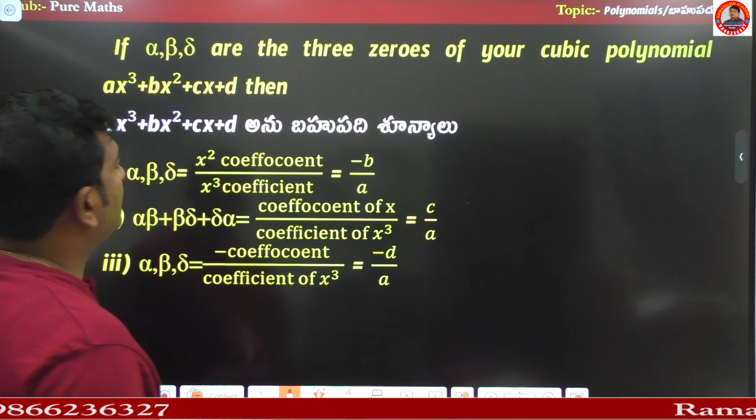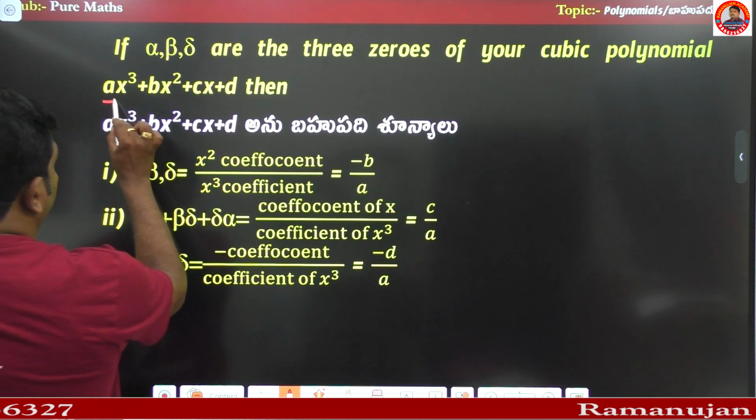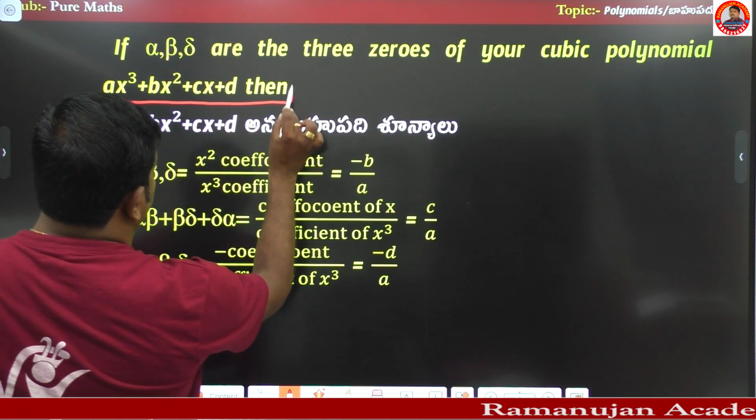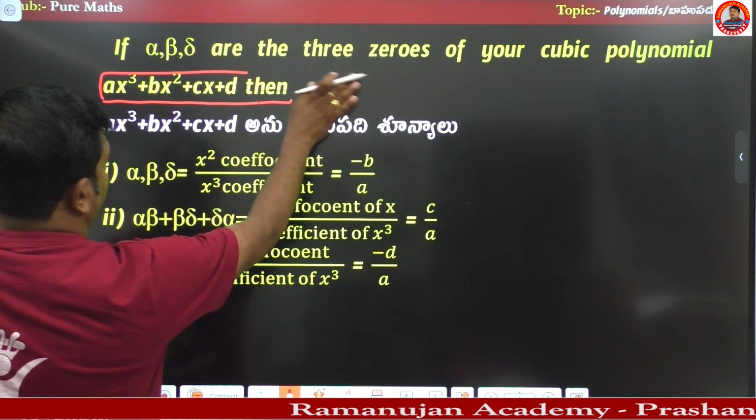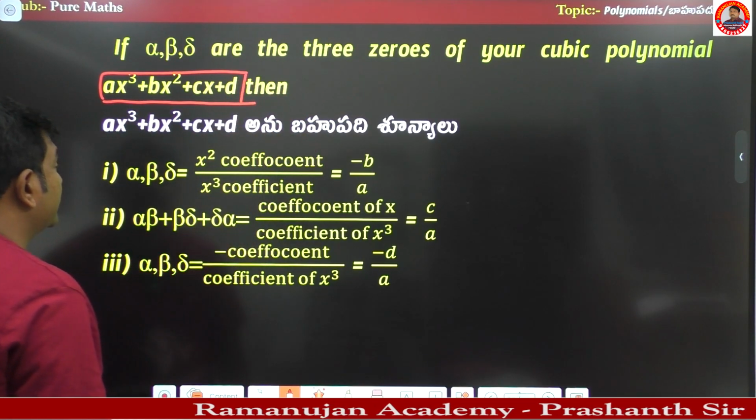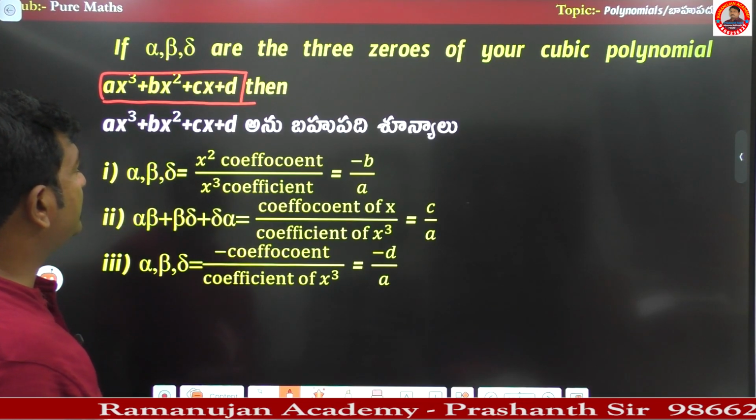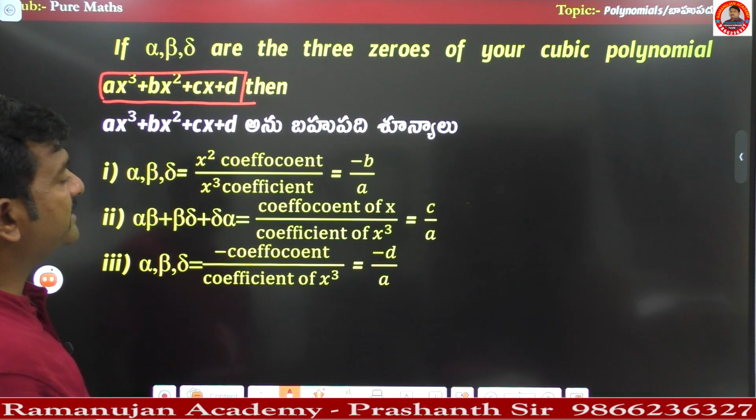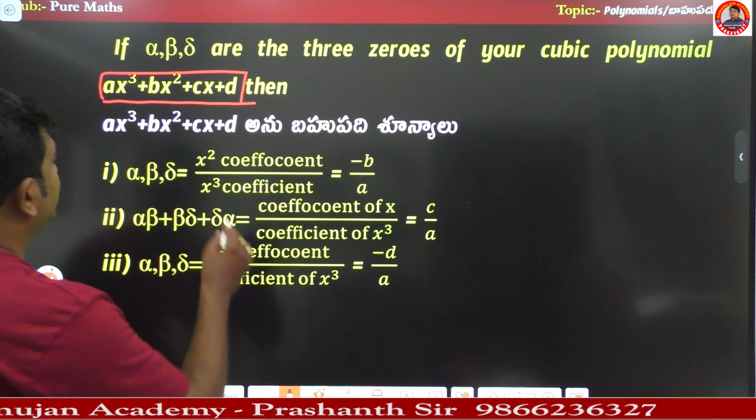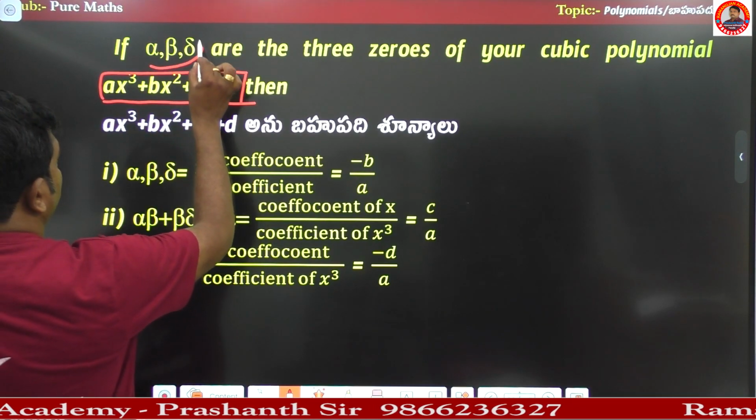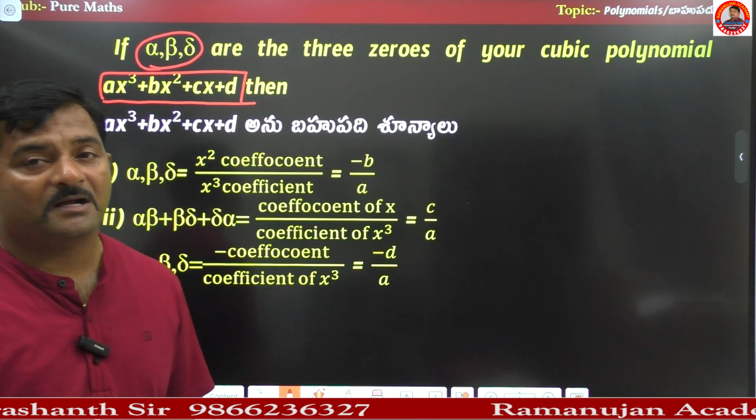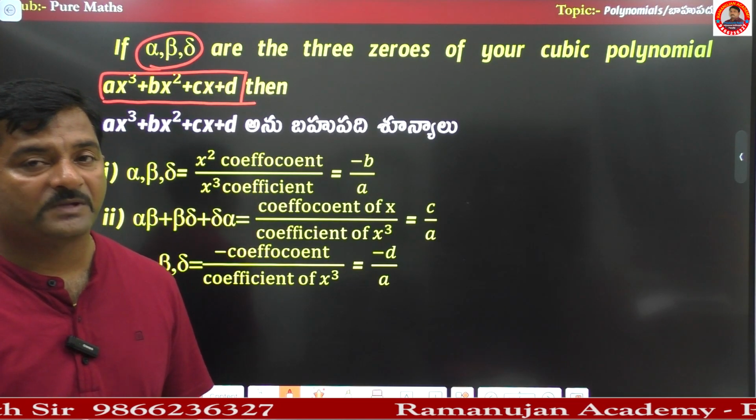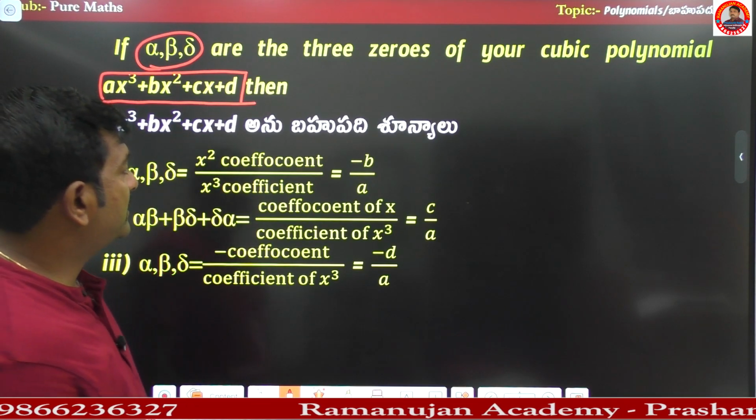Now, cubic polynomial. What is a cubic polynomial? ax cube plus bx square plus cx plus d is a cubic polynomial. Since it is a cubic polynomial, how many roots does it have? 3 roots. Suppose alpha, beta, gamma are the 3 roots or 3 zeros of a given cubic polynomial.